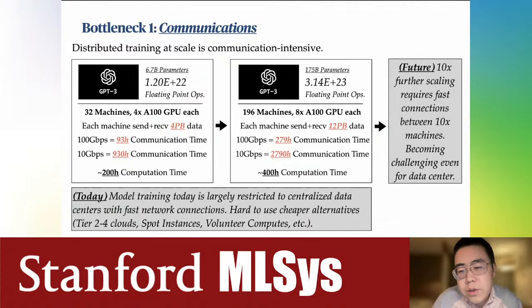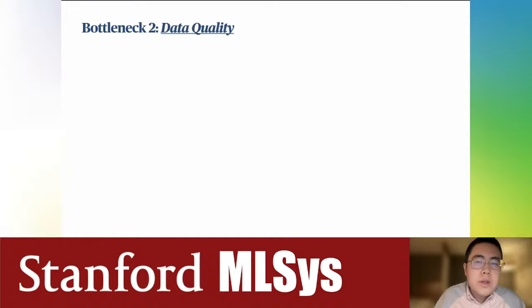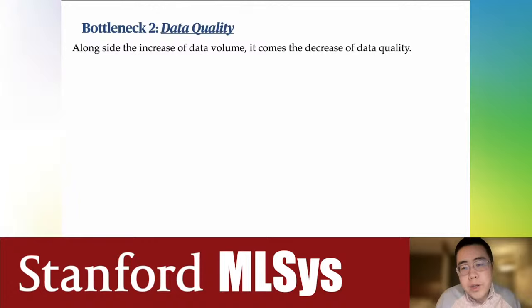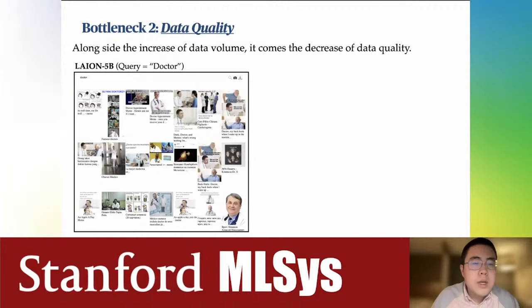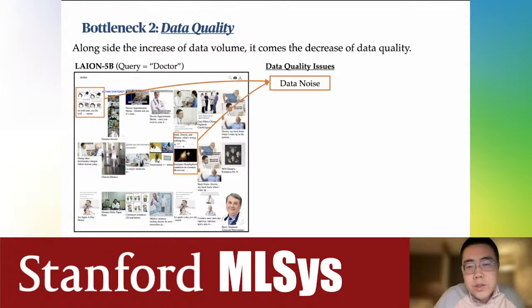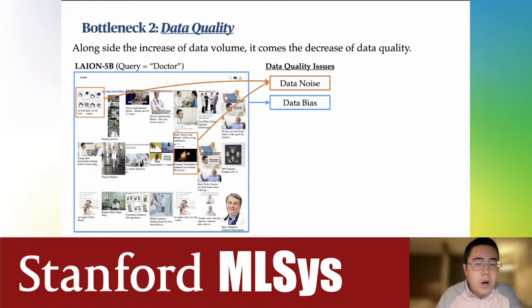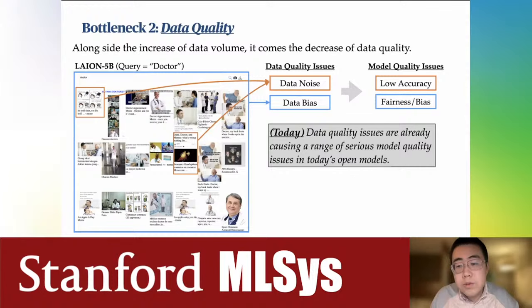And the second bottleneck is caused by the data, because when the data size becomes larger and larger, almost inevitably you will see the quality start to decrease. This is just one example of what you can query in the LAION-5B data set with 5 billion images. If you query "doctor", right? This is the image that the whole thing returns. We can already see a whole bunch of data quality issues, right? There are some images that are simply not doctors. And probably more seriously, you also start to see the bias inside this data set. Here there's a very obvious gender bias in what's being returned as an image. Those data quality issues are actually causing model quality issues, and you can see many of those issues in today's open models.